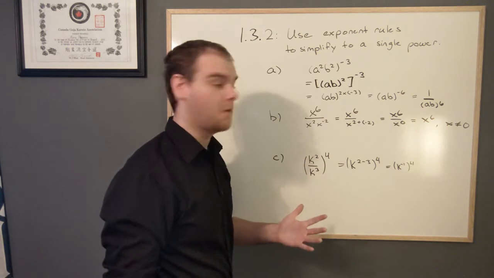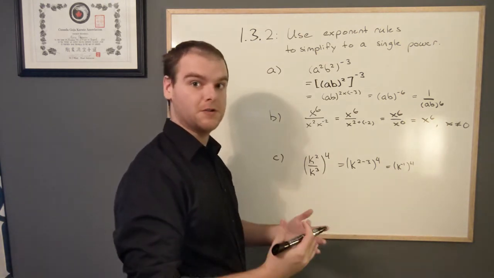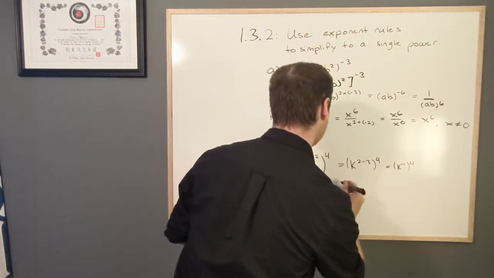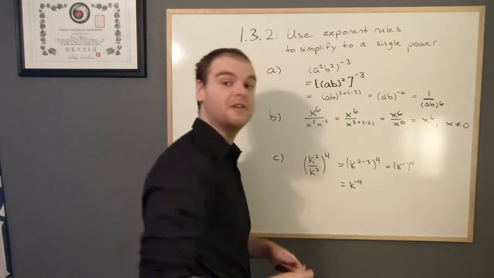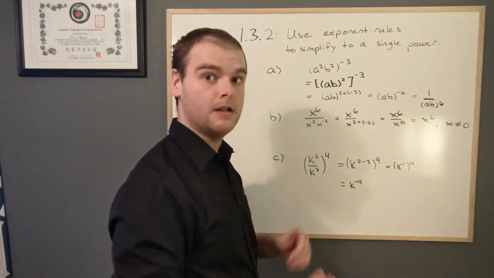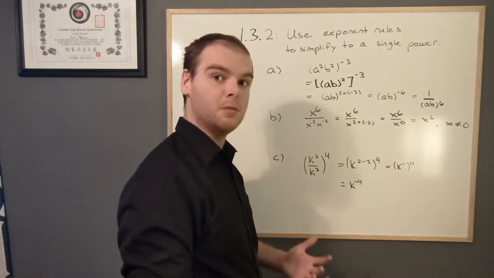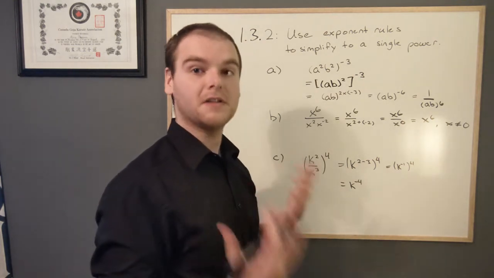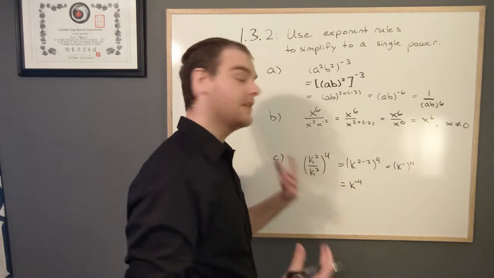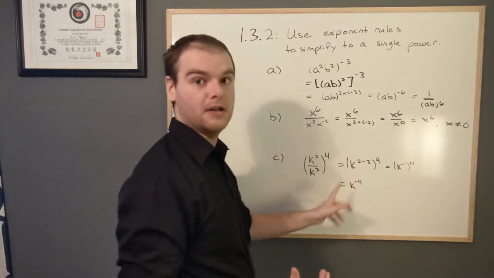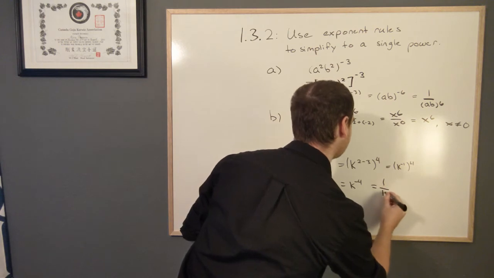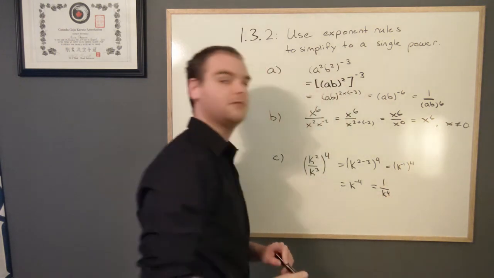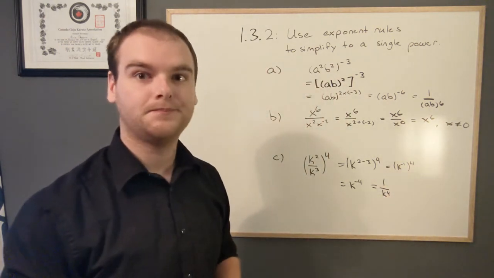Now we use the fourth exponent rule to multiply those two powers. So we have k to the negative 4. And again, if we wanted to only have positive exponents, we could take this negative to make this a denominator. So we have 1 over k to the 4.